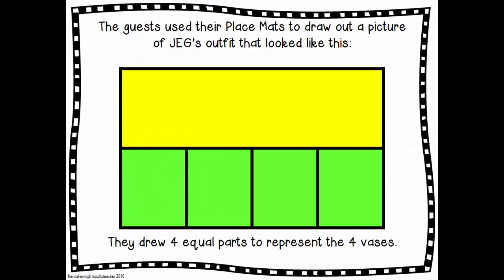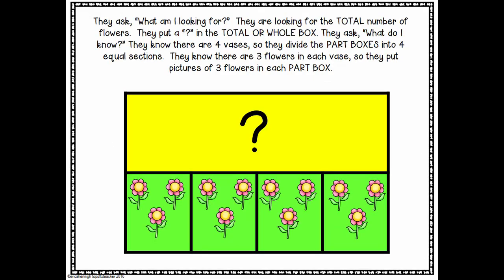The guests used their placemats to draw a picture of Jag's outfit that looked like this. They drew 4 equal parts to represent the 4 vases. They asked, "What am I looking for?" They are looking for the total number of flowers. They put a question mark in the total or whole box. They ask, "What do I know?"